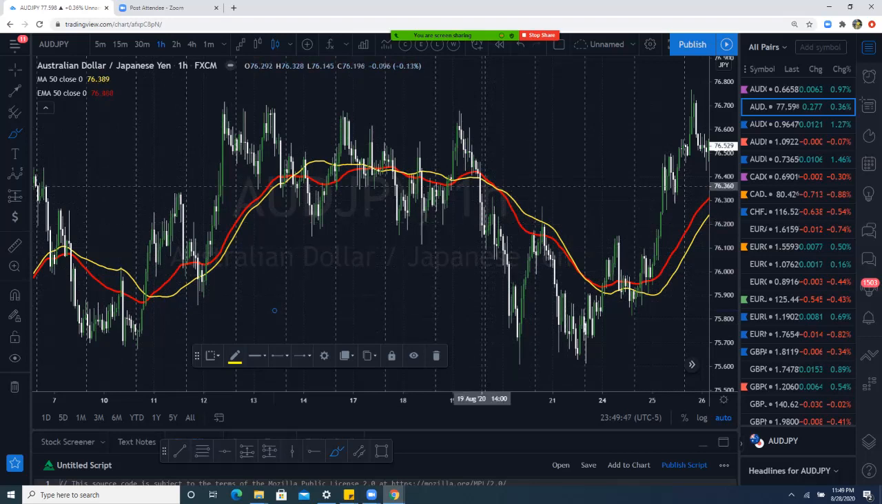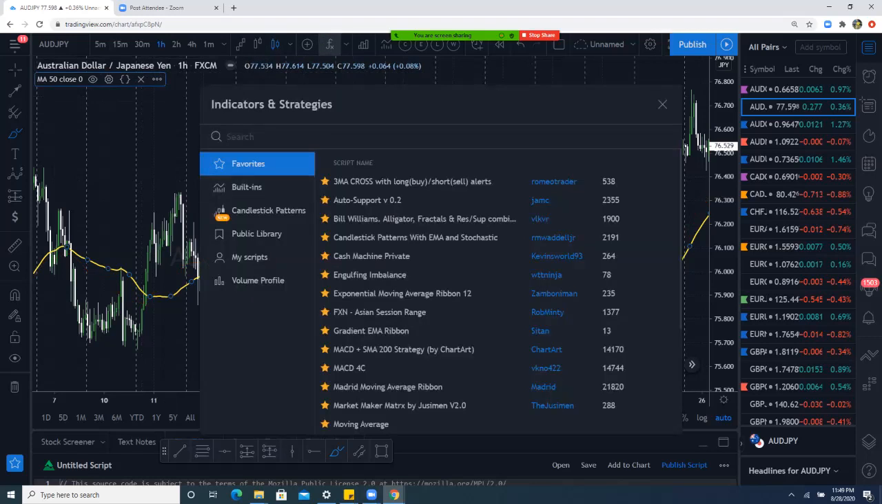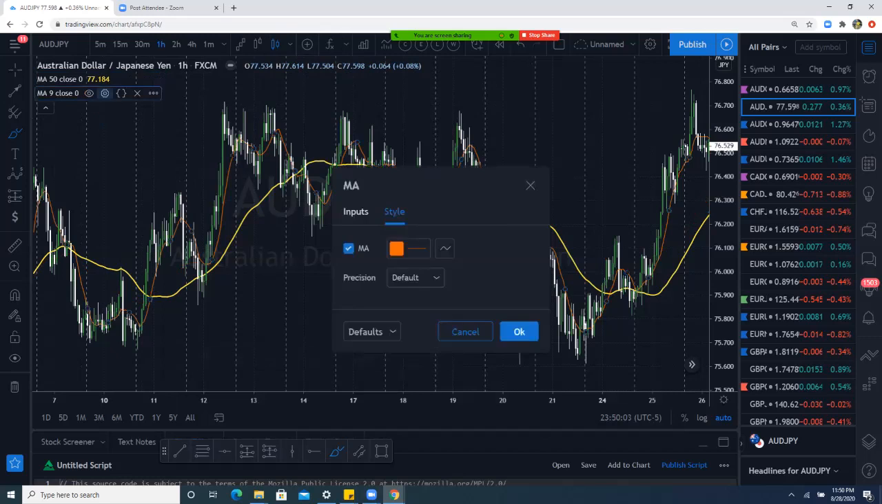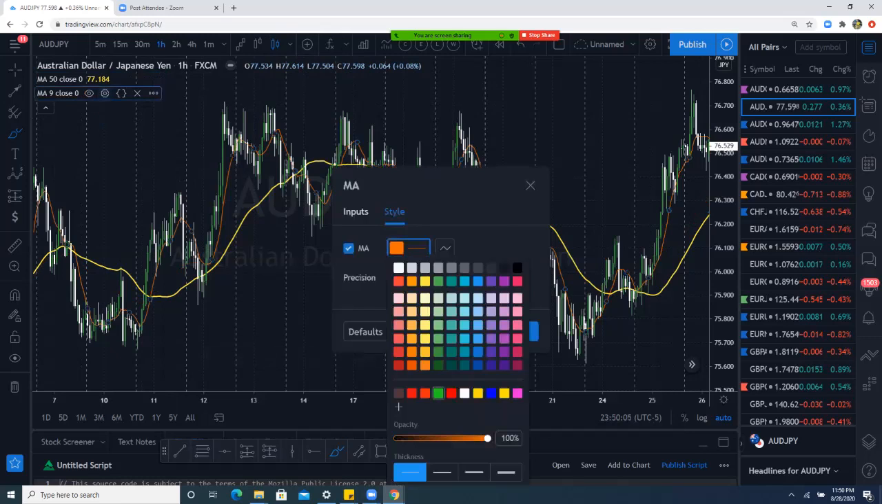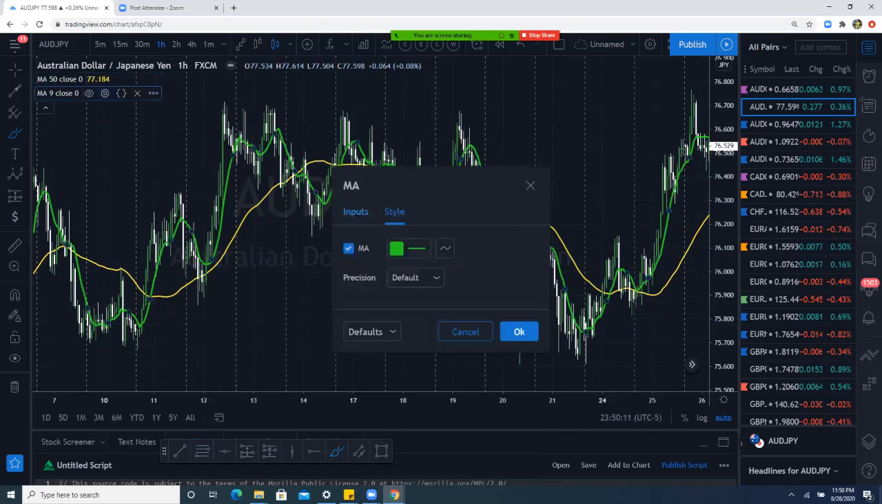So how do you use this for trend? Let me pick one of the moving averages just to make it simple. I'm going to add one more moving average, and we're going to use the 20 period, for example. I'm going to make it green and then make it 20 period.